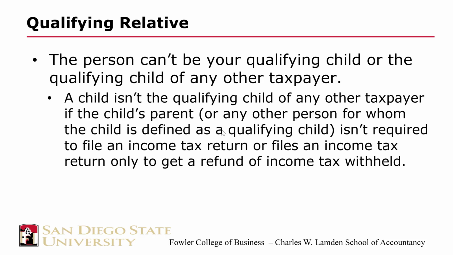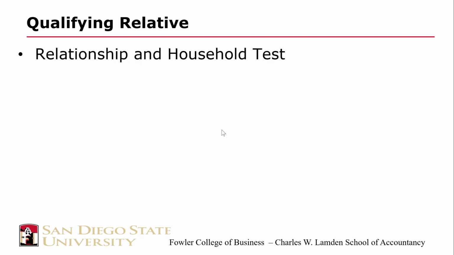A child isn't the qualifying child of any other taxpayer if the child's parent or any other person for whom the child is defined as a qualifying child isn't required to file an income tax return or files an income tax return only to get a refund of income tax withheld. Okay, so that's great, right? So you're not a qualifying child of another taxpayer if the only reason you're filing is to get an income tax refund, right? So cool, got it.